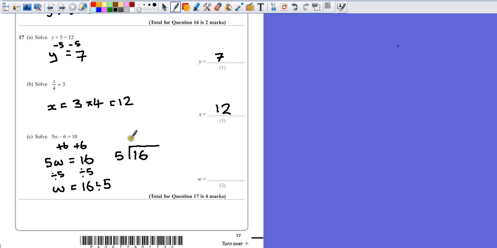How many 5's go into 1? That's nothing with 1 left over. How many 5's into 16? That's 3, but there's 1 left over, so we're going to have to go into a decimal here. How many 5's into 10? It's 2. So our final answer is 3.2. I wouldn't have liked to try and work that one out without at least trying to balance that equation.